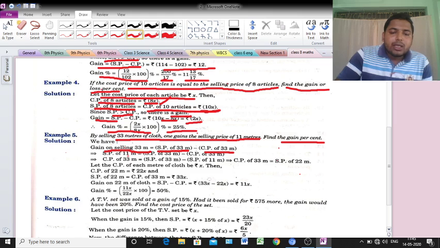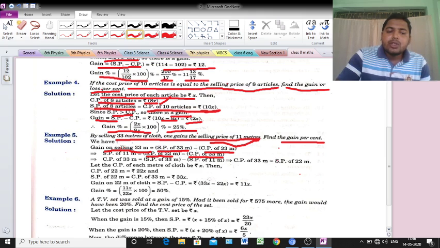SP of 11 meter. Why SP of 11 meter? Already mentioned here, selling price of 11 meter. So that's why written here: SP of 11 meters equal to SP of 33 meter minus CP of 33 meter. Means see here, right hand side equal, before was SP of 33 meter minus CP of 33 meter. The next line also SP of 33 meter minus CP of 33 meter.